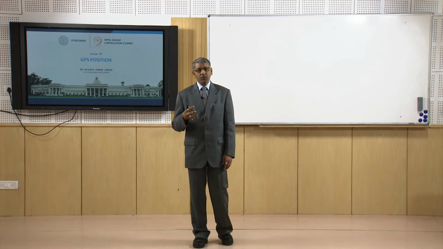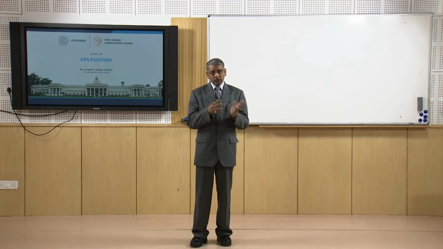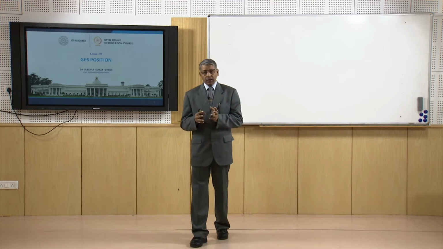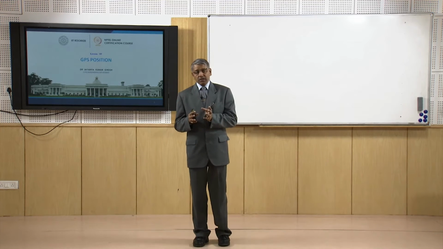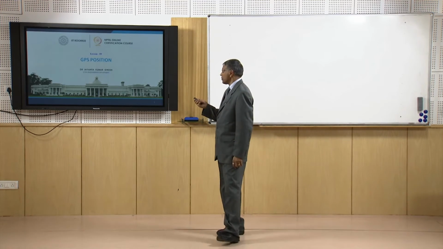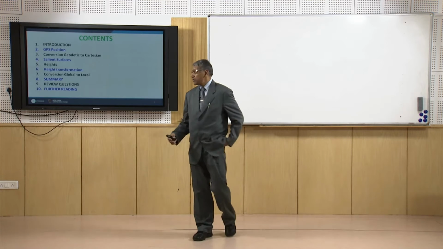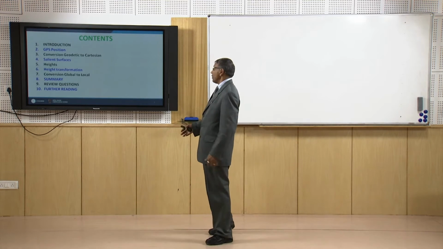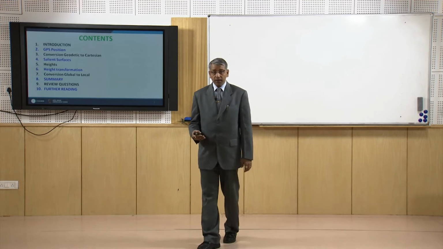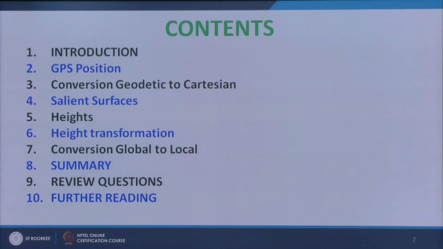Finally, we will make use of the position of the point for making a map. So, we need to know how the position that has been given by the GPS needs to be converted or transformed to some coordinate which is useful for mapping purposes. This lesson will be discussed under the following heads: first I will introduce the topic, then how GPS provides the position, then we need to convert that position from one form to another.